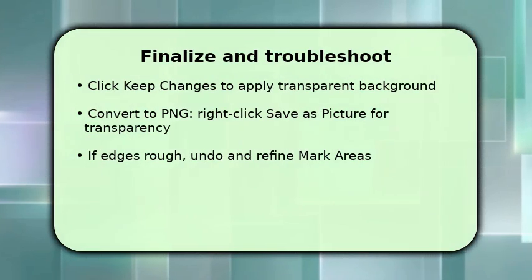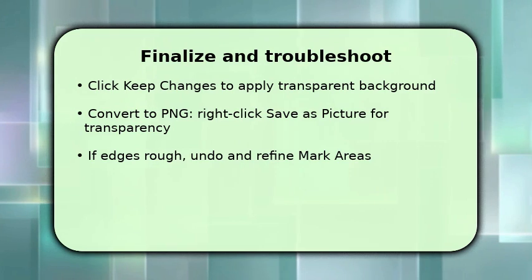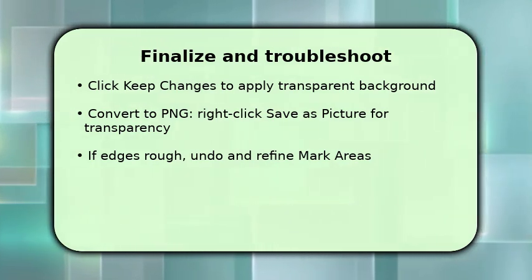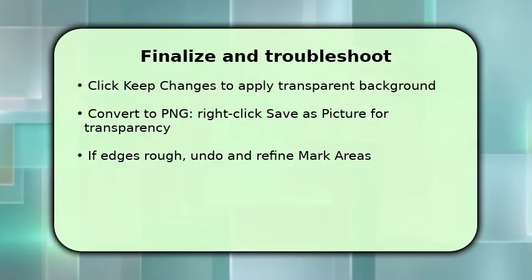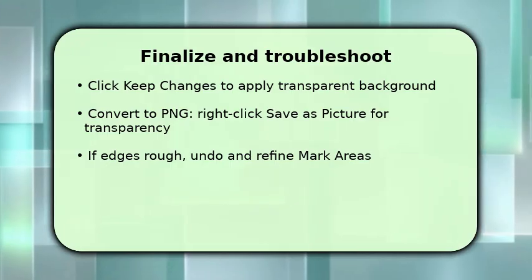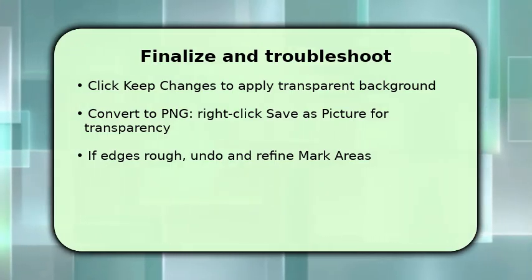When the selection is correct, click Keep Changes to apply the transparent background inside Word. The magenta mask disappears and the image shows only the subject. If you need a standalone file with transparency, right-click the image, save as picture, choose PNG and confirm.